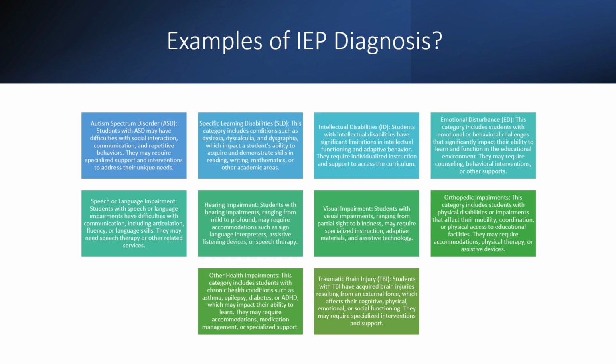And then some just may have other health impairments. It could be epilepsy, it could be asthma, it could be diabetes. It's something that requires them to leave and maybe see the nurse for a little bit. And then the last one is traumatic brain injury. So for some students, that will definitely affect their cognitive, physical, emotional, and social functioning. They may require, again, specialized interventions and support.